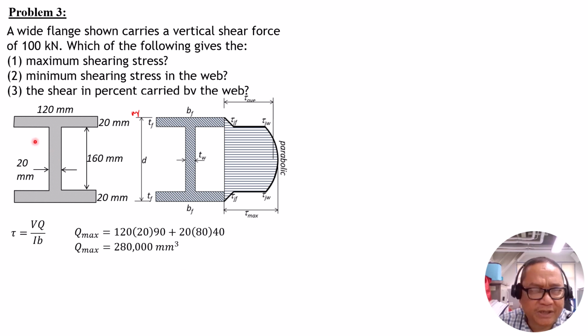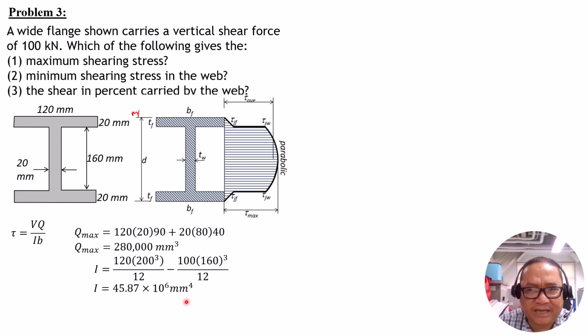The moment of inertia is the moment of inertia of the big rectangle with respect to the centroidal axis minus the moment of inertia of these two rectangles, treated as 100 by 160 cube over 12. For the outer rectangle, the dimension is 120 by 200 cube over 12, then minus 100 times 160 cube over 12. So the moment of inertia of the section is 45.87 times 10 to the 6 mm to the 4th.